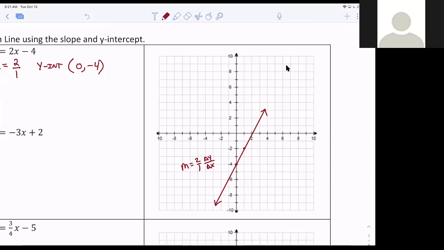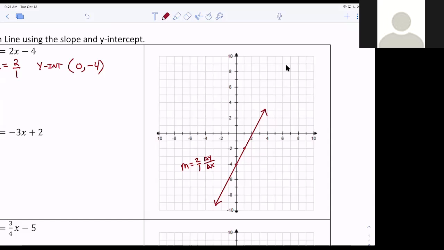Why does it go all the way up? It's a line. Lines are infinite. Lines go infinitely in both directions, up and down. That's what the arrows represent.